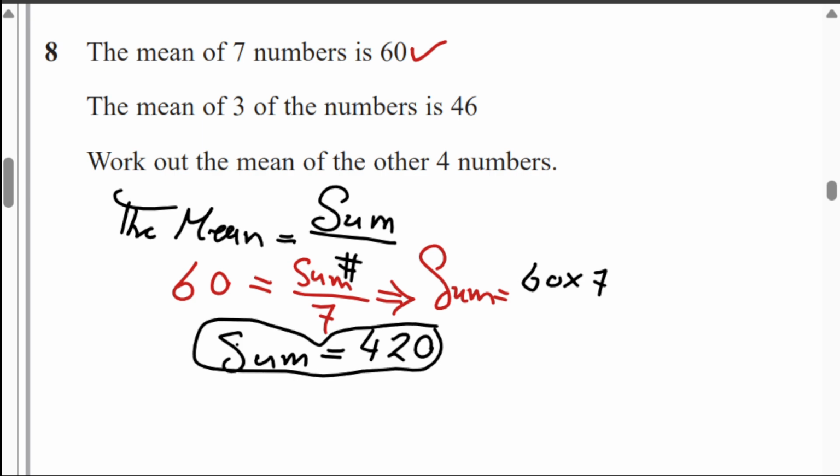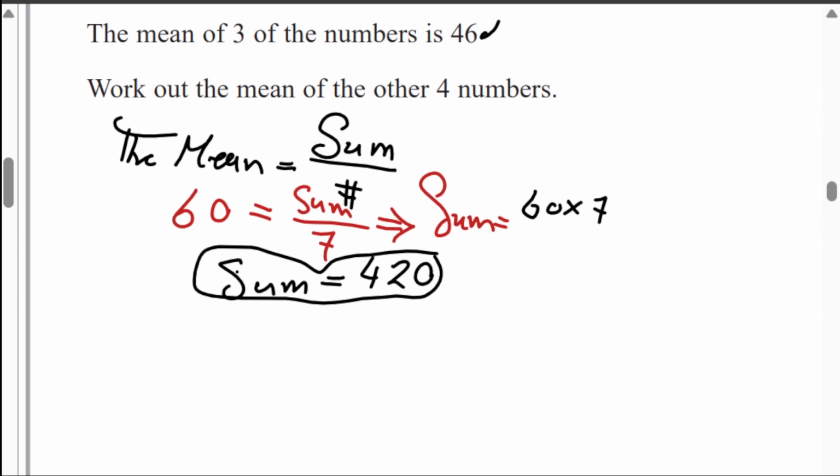That's good. Now, for the 3 numbers, we do the same. The mean of the 3 is 46, so 46 is equal to the sum of those 3 numbers divided by 3. That means the sum of the 3 is equal to 46 times 3. Just plug this in your calculator. It gives you the answer. So it's 46 times 3, which is 138.